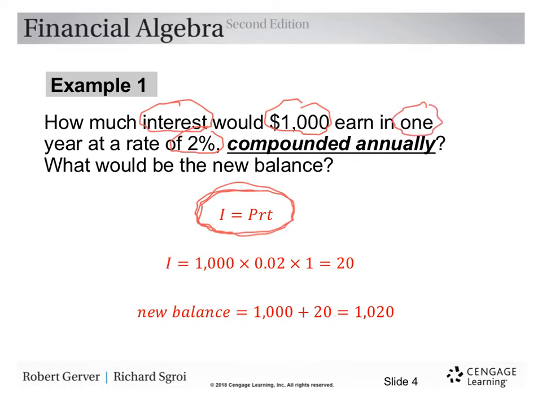So if I plug all those values in, I come out with an interest after 1 year of $20. So what's the new balance going to be? The new balance would be the original balance plus the interest, or in other words, it comes out to be $1,020, where interest is compounded annually.